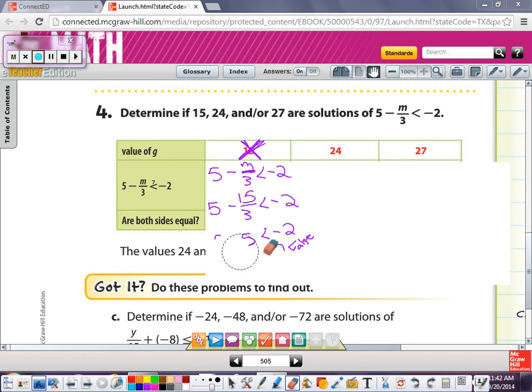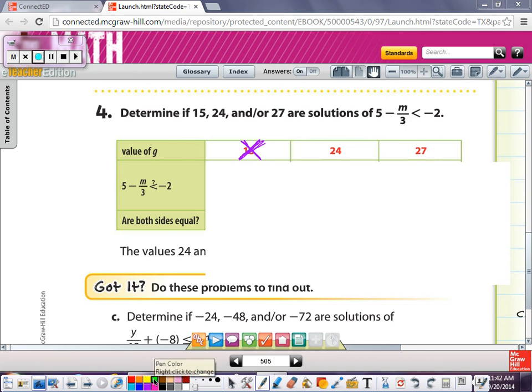Or not the next example, the next part of this example, excuse me. Now, let's change this up. We have the value 24. Once again, I'll write my algebraic equation: 5 minus m divided by 3 is less than negative 2. I'll substitute for the variable m the number 24.